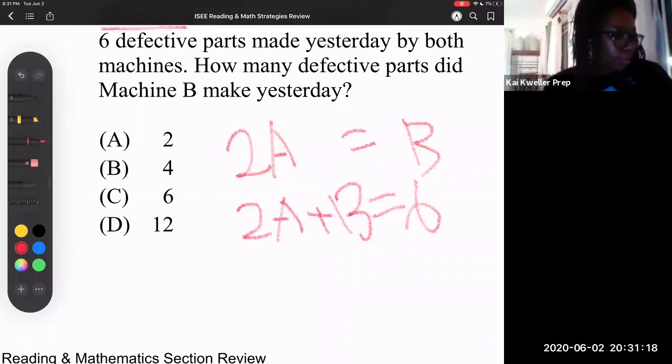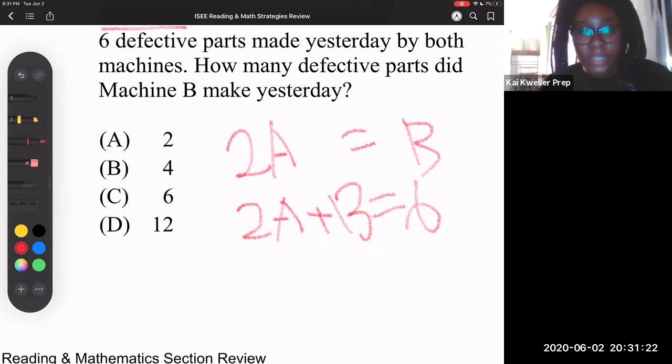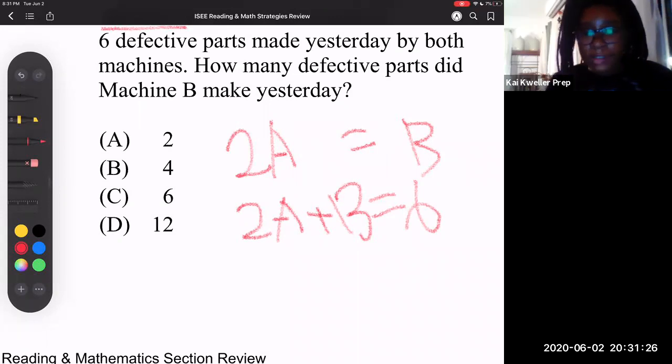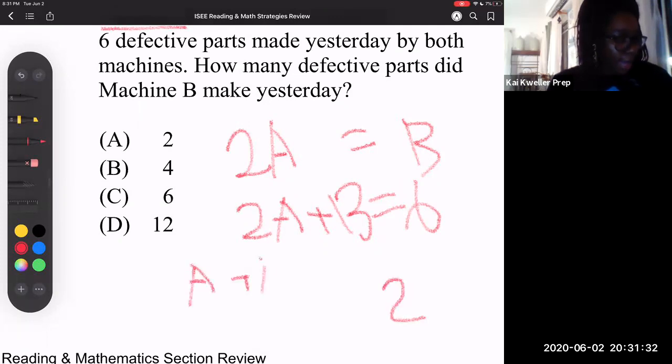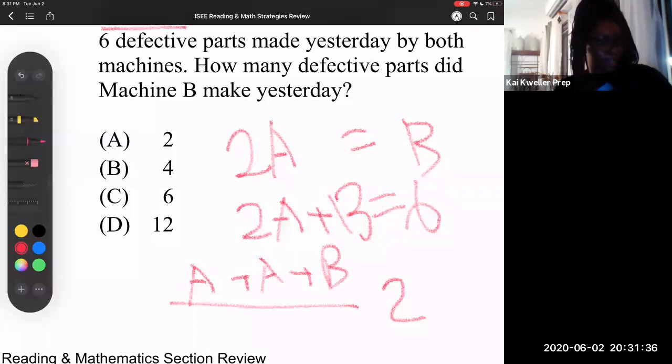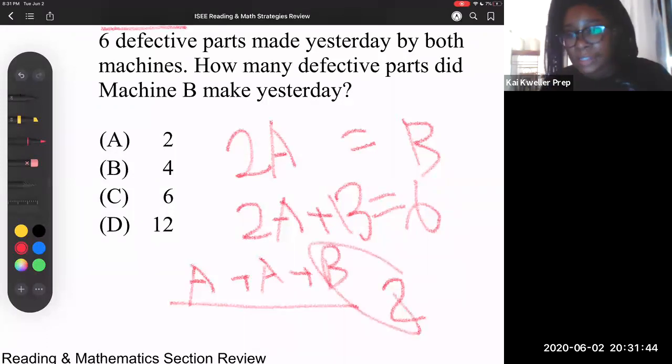Now, 2 times A plus B gives you 6. I like to think of it this way. If you divide 6 into 3 parts, 6 divided by 3 is 2. You really have A plus A plus B. So they're asking for 3 equal parts. 6 divided by 3 is 2. Therefore, B must be 2. But you can also test it by just simply plugging in the number.